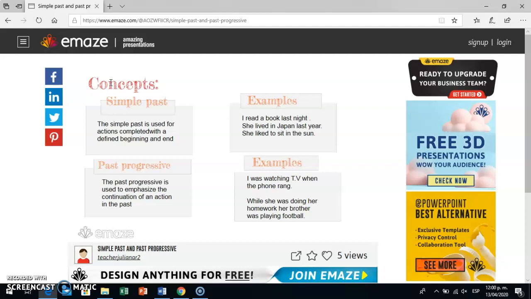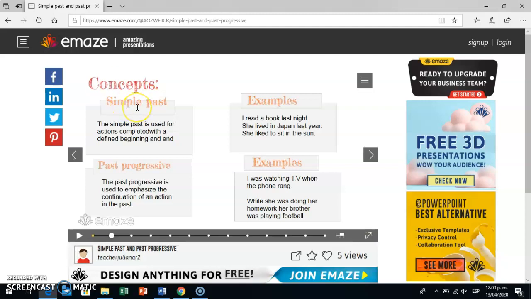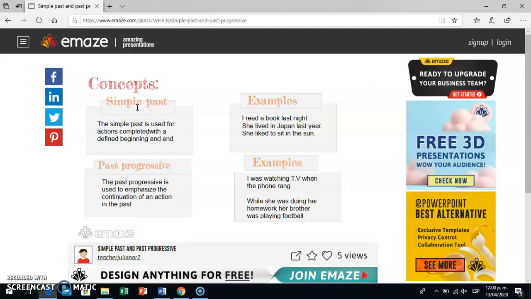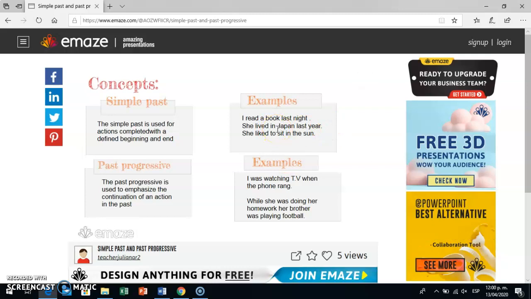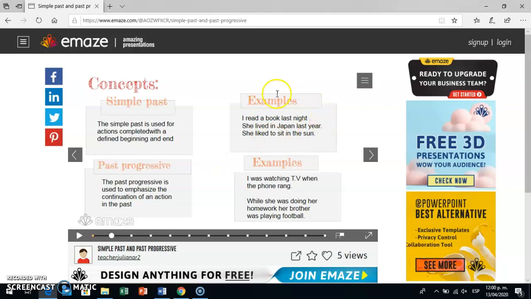The simple past is used for past actions that happened at a specific time, which can be given by a time expression, for example, yesterday, last year, last night. In this case, for example, I read a book last night. She lived in Japan last year. And another example I have is she liked to sit in the sun. This is the simple past.